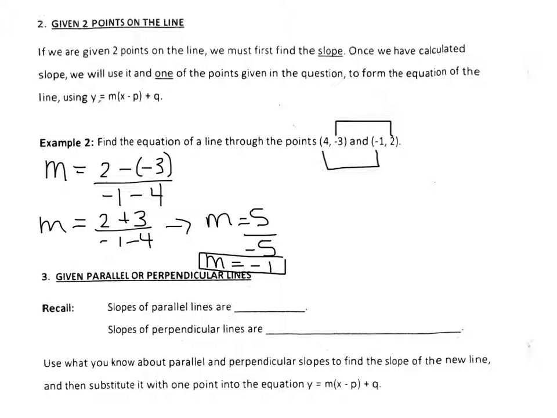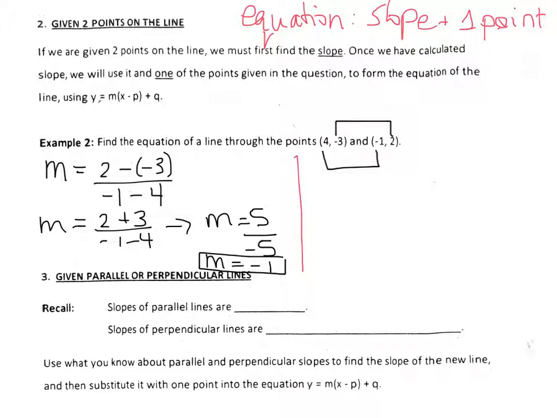Remember that to find the equation of a line, it requires you to have 2 things. Those 2 things are a slope and 1 point. So now that we've calculated our slope, we don't have use for 2 points anymore. We have use for just 1 point in our point-slope equation. So we're going to choose one of the 2 original points. It doesn't matter which one we choose, whichever one you prefer.